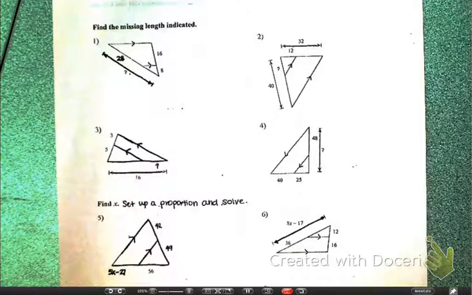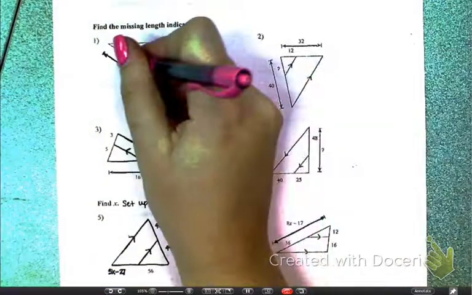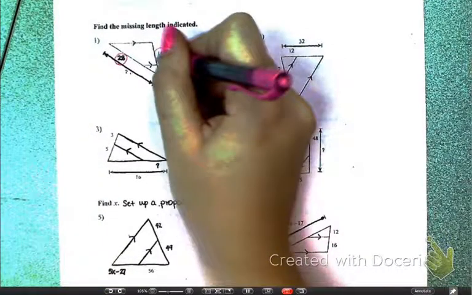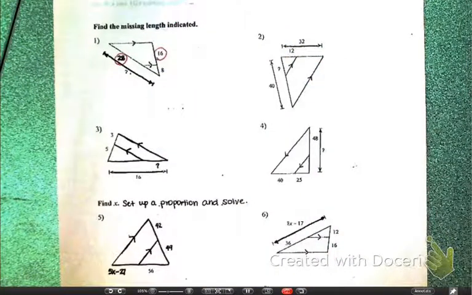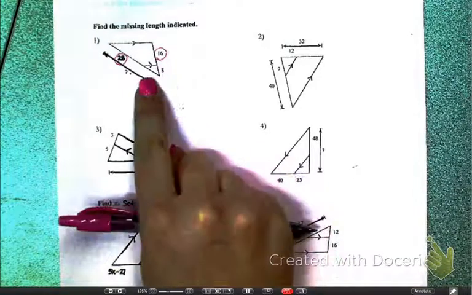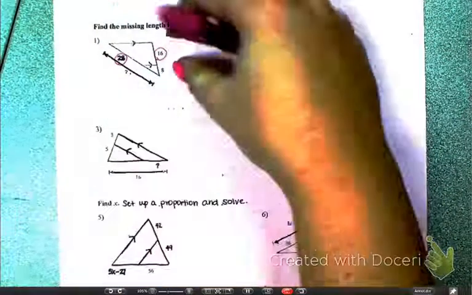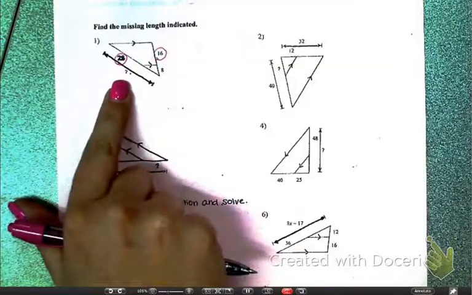So, find missing side lengths. The biggest issue that we're seeing is that you're not setting up the proper proportion. For instance, I know I have 28 and 16 matches with 28. They're in the same location. So I either need to find this small piece so it matches with 8, or I need to find the whole thing so it matches with this whole thing.